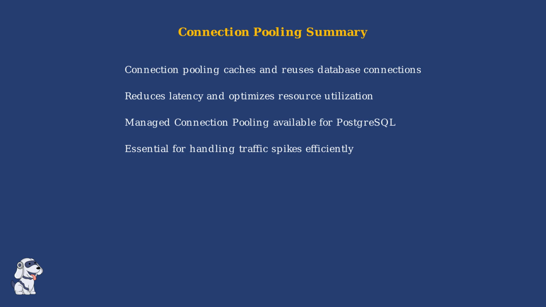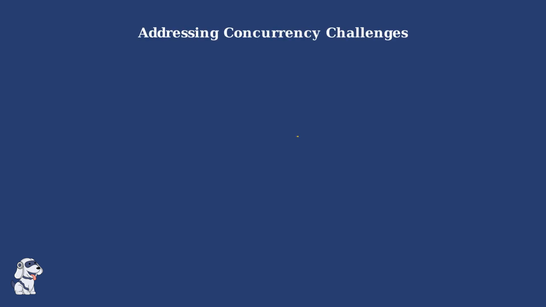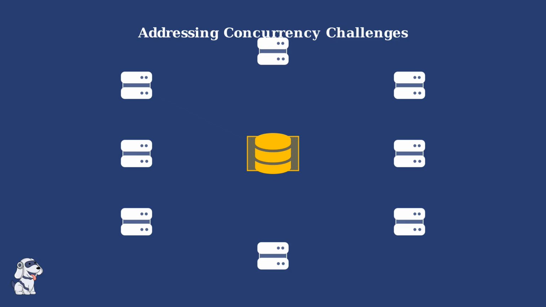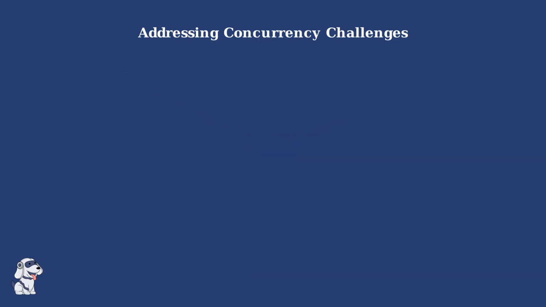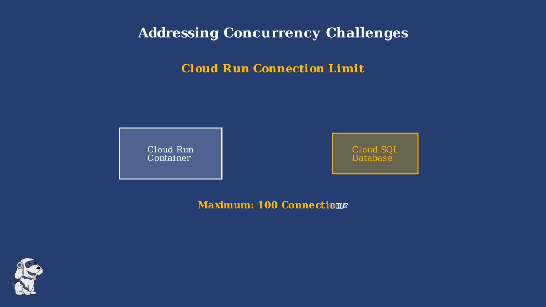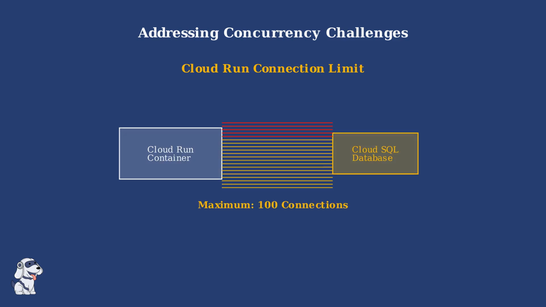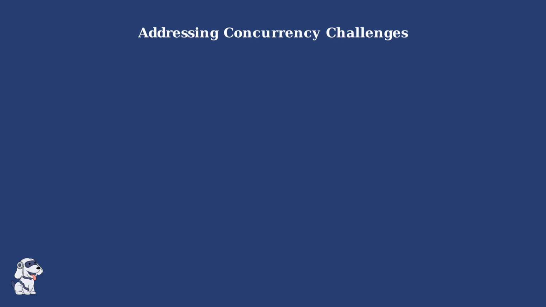Concurrency challenges arise when multiple applications or users attempt to access the database simultaneously. Without proper management, this can lead to performance degradation and system overload. Cloud Run imposes a specific limitation. Container instances are restricted to 100 connections per Cloud SQL database when using the built-in Cloud SQL connection. This constraint can become a significant bottleneck in high-traffic applications.